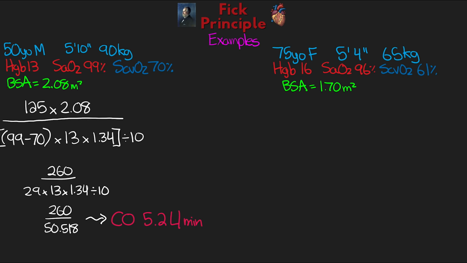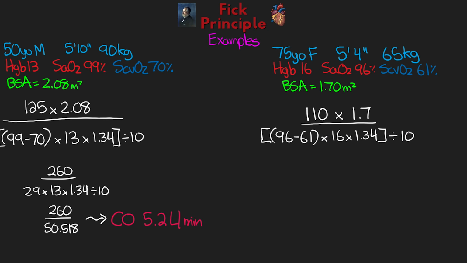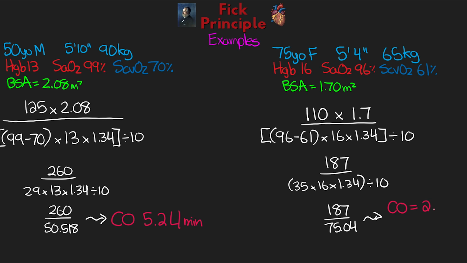So here, remember that she's greater than 70 years old, so we're going to use 110. So our cardiac output is equal to 110 times our body surface area of 1.7, divided by first subtracting the difference of our SaO2 of 96 minus our ScVO2 of 61, then multiplying by our hemoglobin of 16 times 1.34, and again dividing by 10. So here we get 187 on the top, divided by the difference, 35 times 16 times 1.34 divided by 10. Doing this math gives us 187 over 75.04, and thus our cardiac output is equal to 2.5 liters per minute.